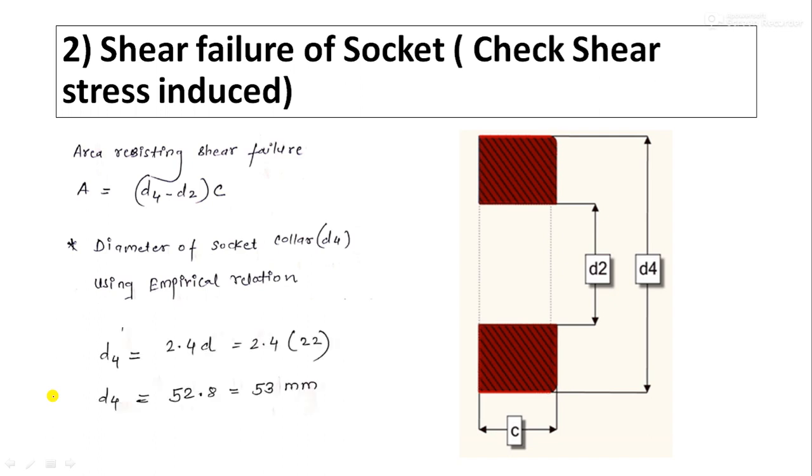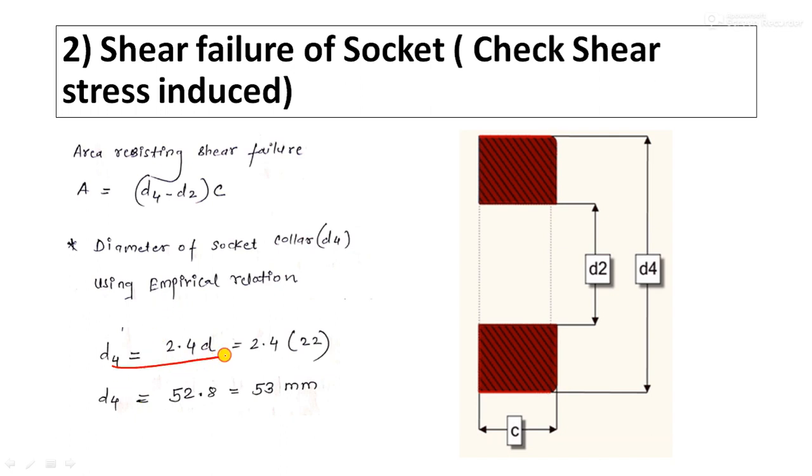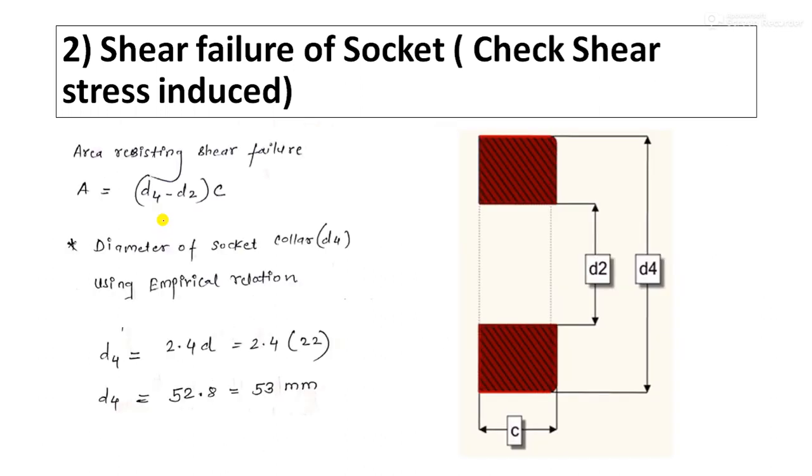Now the diameter of the socket collar d4 is again calculated using empirical relations. You have to remember these empirical relations, or you will find them in the PSG design data book, 7.13, 7.140. Clear. So d4 we have considered as 2.4d, that is 2.4 into 22, about 53 mm is the d4. And d2 we have already calculated, the inside diameter of the socket or diameter of the spigot. c also I have already calculated. What is c? I calculated c equal to 17 mm in the last video.